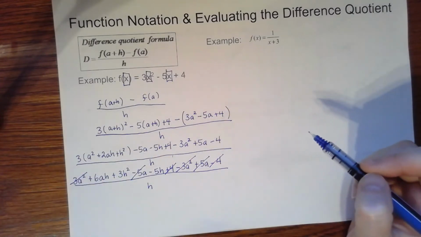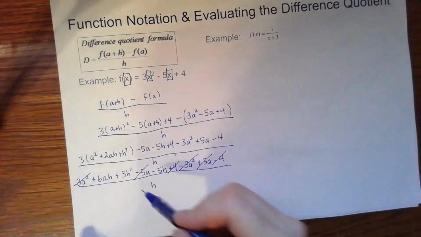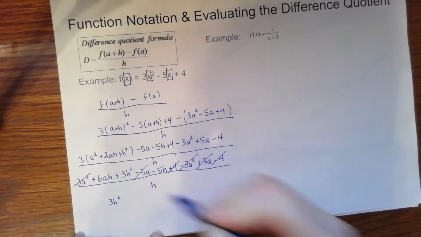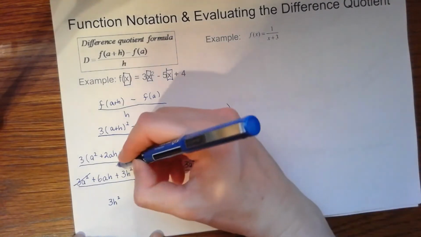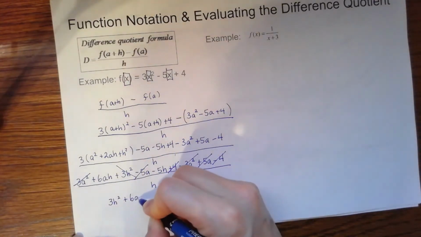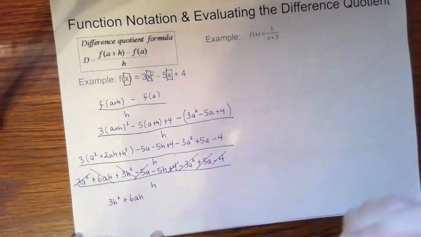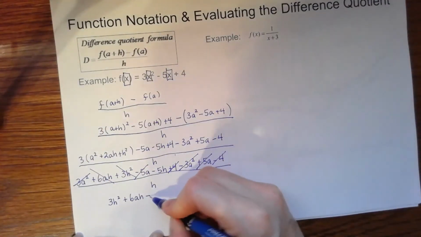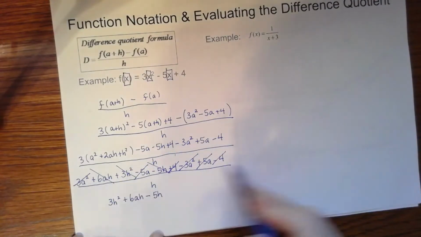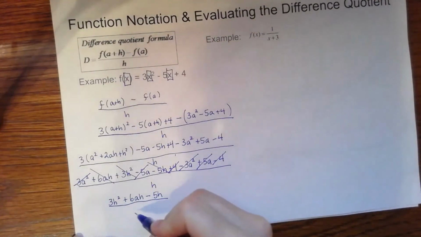Okay, so let's see what we have left. So I'm gonna put this 3h squared first. So I've got 3h squared. Okay, so that takes care of this one. And then I'll do this plus 6ah, so that takes care of that one. And then minus 5h, that takes care of that one. All right, so that's our whole numerator over h.